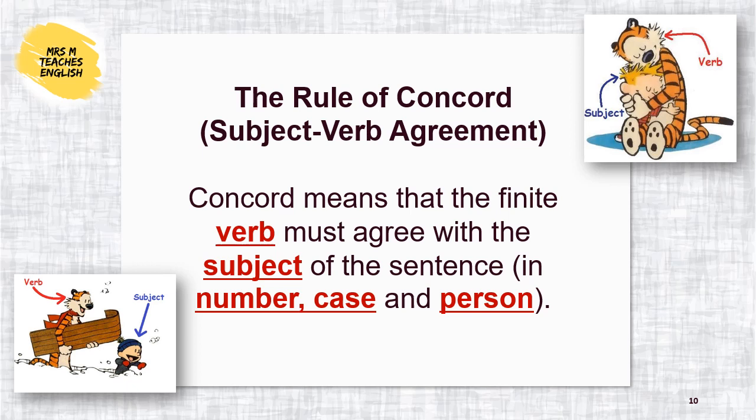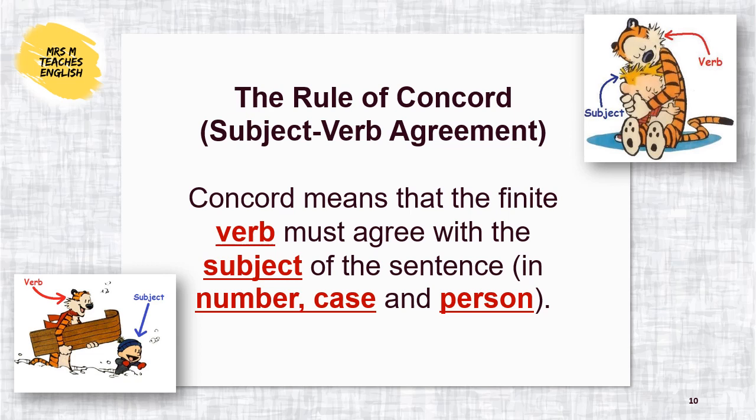Okay, so what does this mean, the rule of Concord? Well, the word concord means to be in agreement, and that's what this is all about. The various parts of a sentence must be in harmony. They must agree. The subject of the sentence must agree with the verb in number, case, and person.